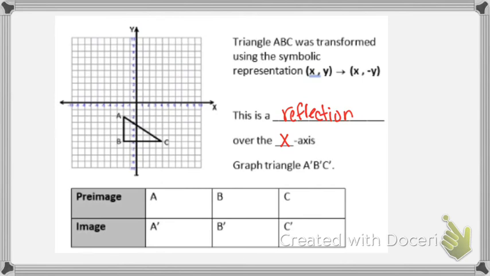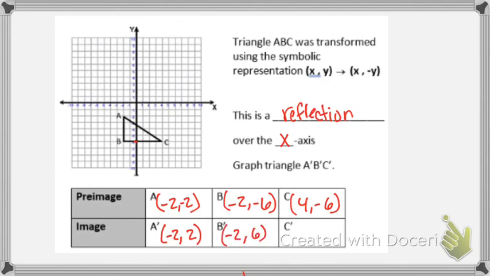Okay. So for this one, let's go ahead and get our points. We got negative 2, 2 for A. For B, it's negative 2, 1, 2, 3, 4, 5, 6. Oh, that's negative 2, negative 2. And then for C, we got 4, what is that? 1, 2, 3, 4, 5, 6. 4, negative 6, okay? And I don't have to do the reflection part on the graph. I can just say it's negative 2 and switch the sign on the y, right? Negative 2 and switch the sign on the y. And 4 and switch the sign on the y.